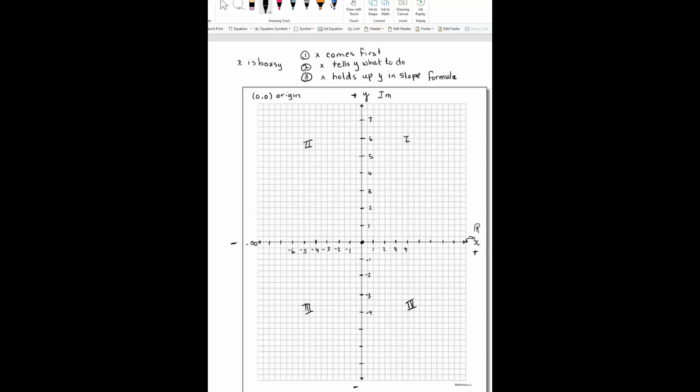We can have a value anywhere in this first quadrant, and no matter what it is, I'm going to have it be positive and positive. There's no other option. All right. Same with if I am in my second quadrant. My x's, which again come first, are going to be negatives, and my y values are positive.